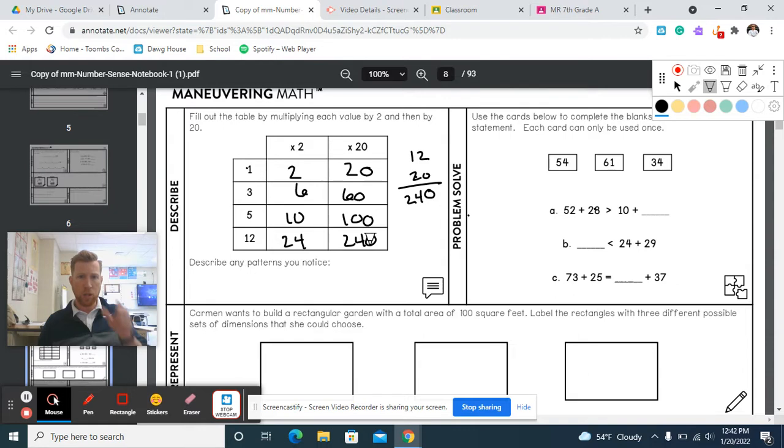Okay, so now the question is, do you see any sort of pattern? And so the pattern I see is it's the same number, we just added a 0.